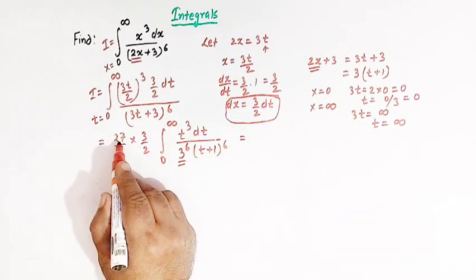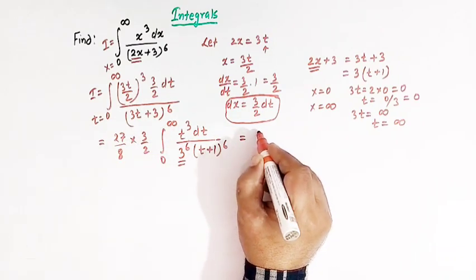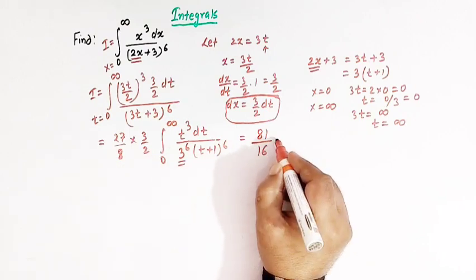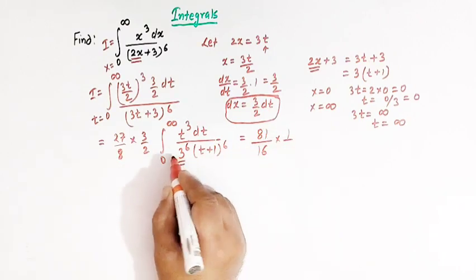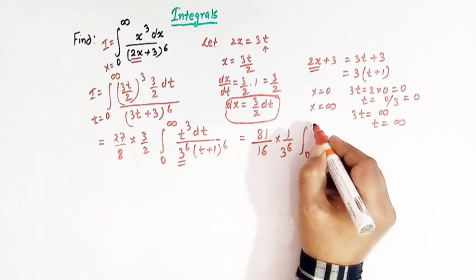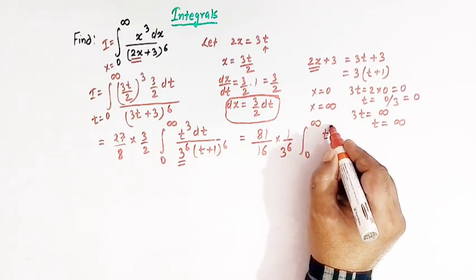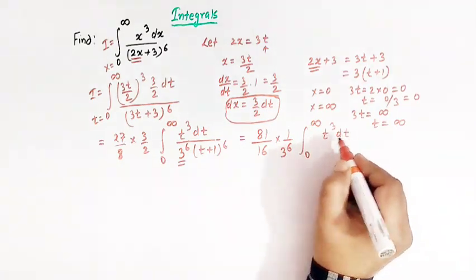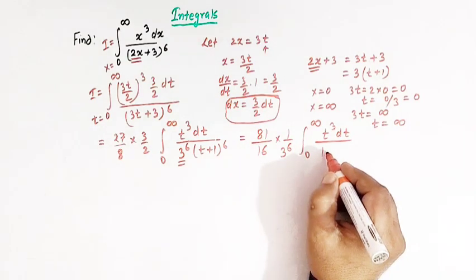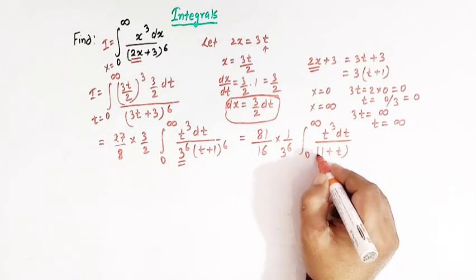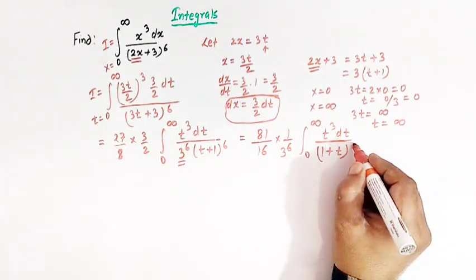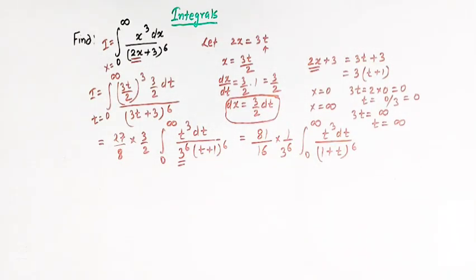So we have here 27 times 3 is 81, and 8 times 2 is 16, and then we have 3 raised to 6 outside the integral. We have 0 to infinity, t cube dt divided by (t plus 1) raised to 6, which can be written as (1 plus t) raised to 6, because t plus 1 and 1 plus t are the same.